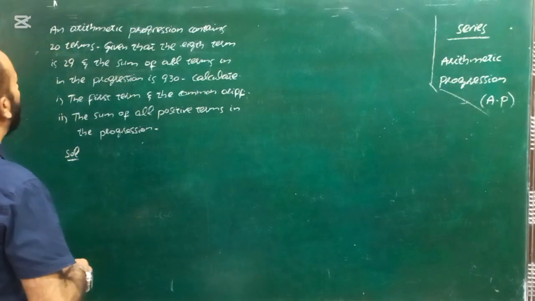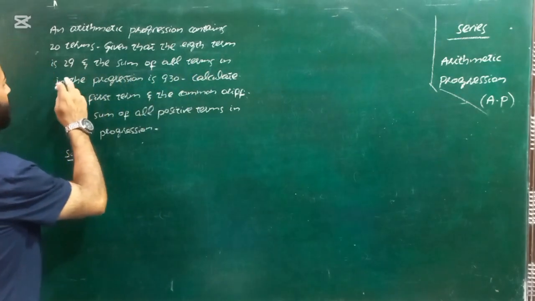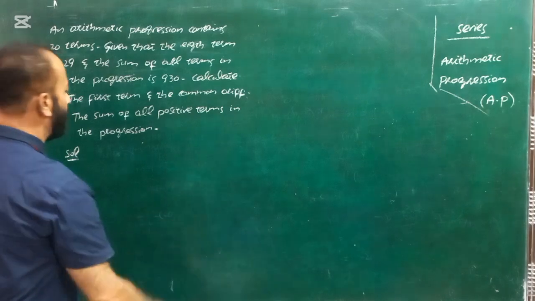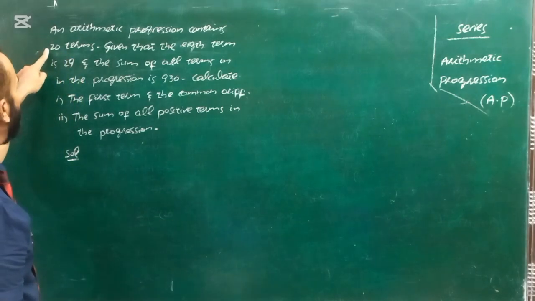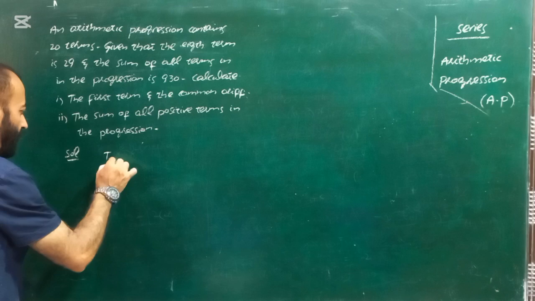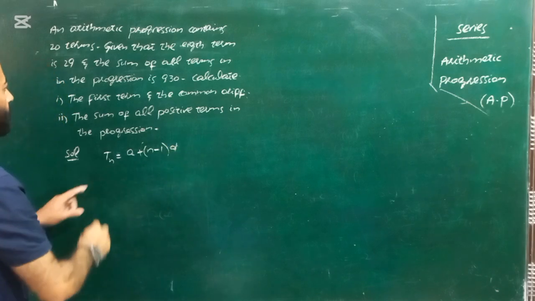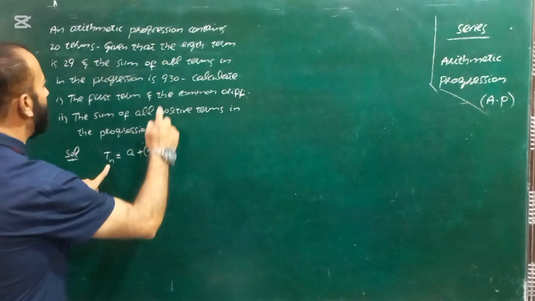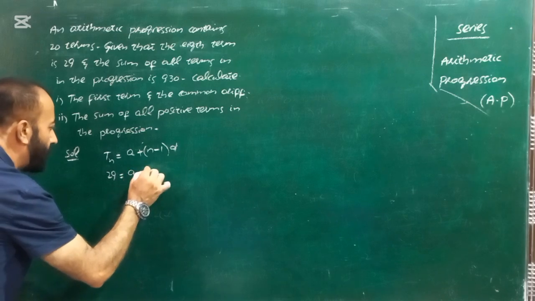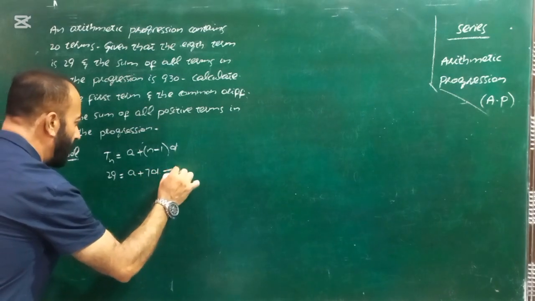Actually, these will become. Another question is here, an arithmetic progression contains 20 terms. Given that the eighth term is 29 and the sum of all the terms in the progression is 930, calculate the first term and the common difference. Okay, look now. 20 terms are given, it means n is 20 and the eighth term is given, that is 29. So first we will put the formula of the specific term, that is Tn is equal to a plus n minus 1 into d. So n is 8 because eighth term is given, so that is 29. So 29 will be put in place of Tn. So a plus eighth term, so n is 8, so 8 minus 1 will be 7, so 7d. So this is the equation number 1.